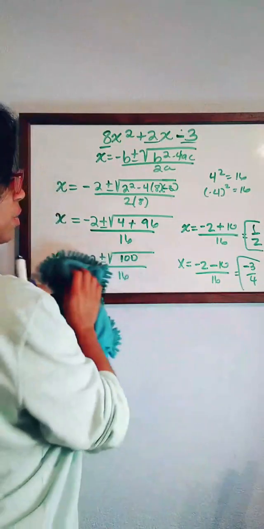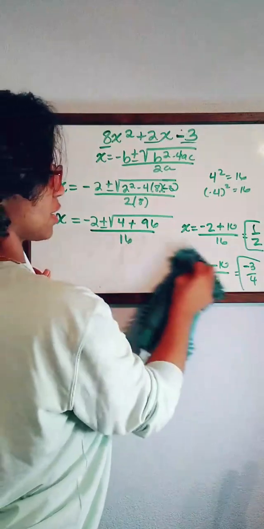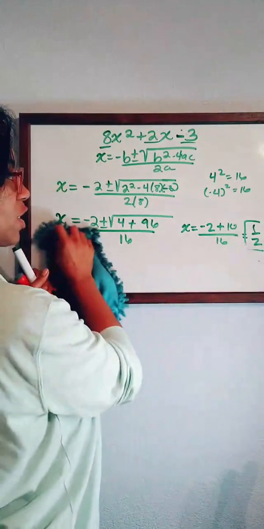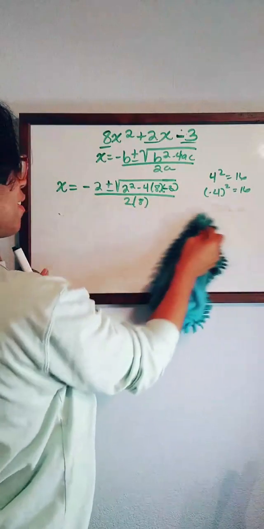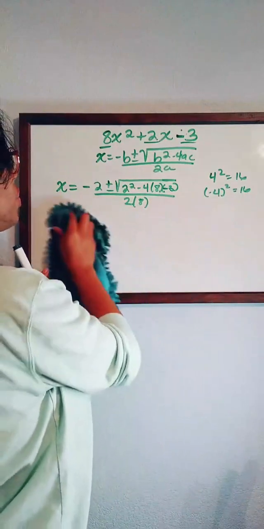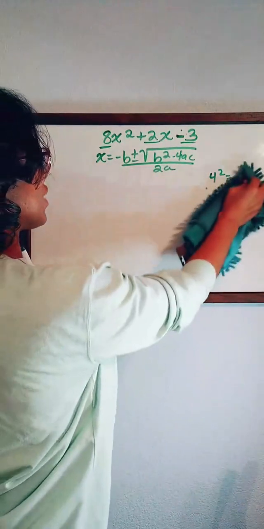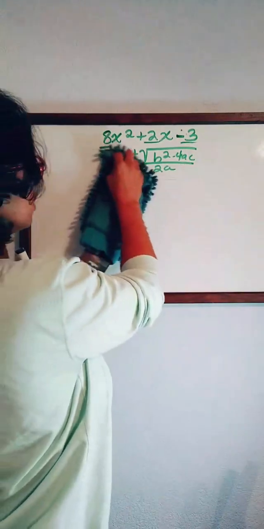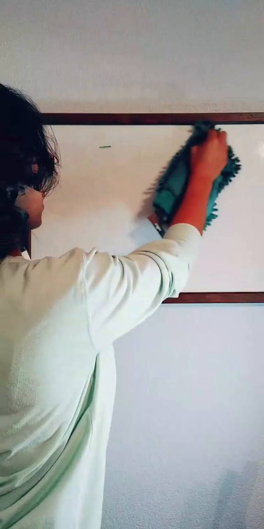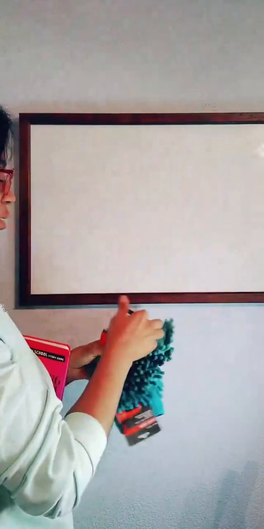Okay, we're going to do another problem with completing the square, because this just seems radical to complete the square with. It's a big number, because you're going to have fractions. Well, no. 8x squared plus 2x minus 3.